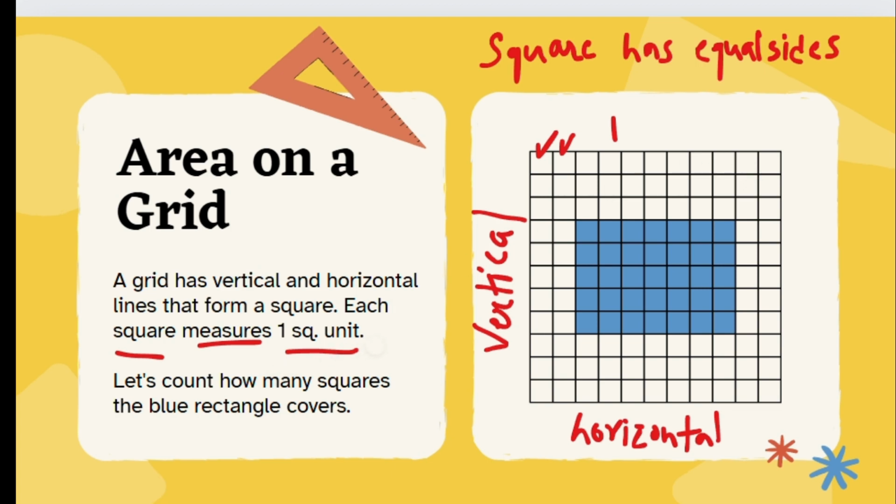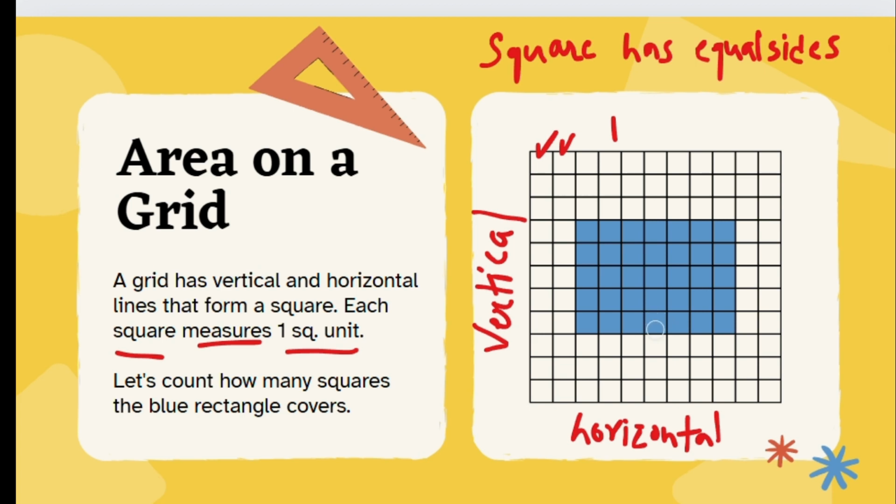Each square measures one square unit. You know that a square has equal sides, so length and breadth are the same, so the area, or the total measurement of a square, is one square unit. We have this activity: we have to count how many squares the blue rectangle covers. This is a rectangle. You already know that it has a length and a different breadth.